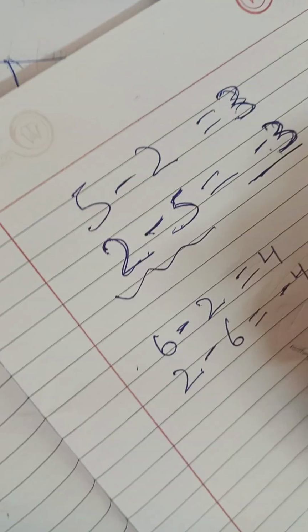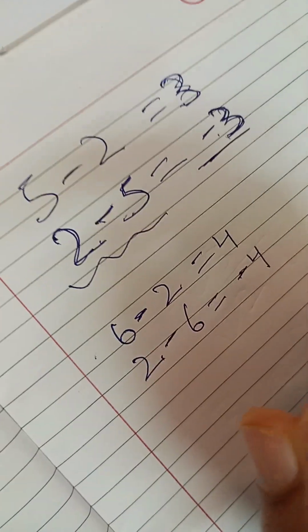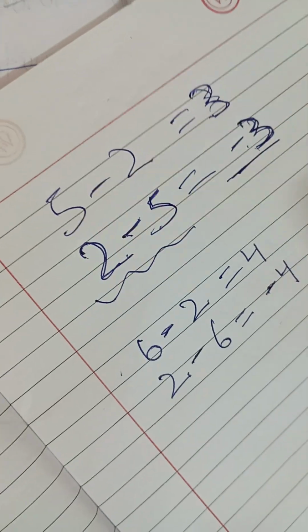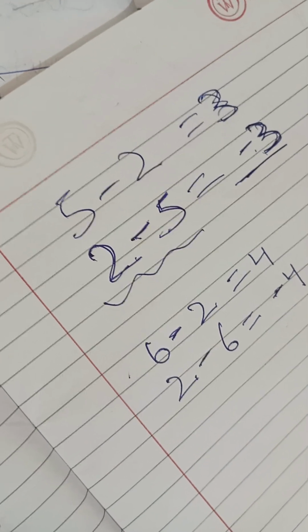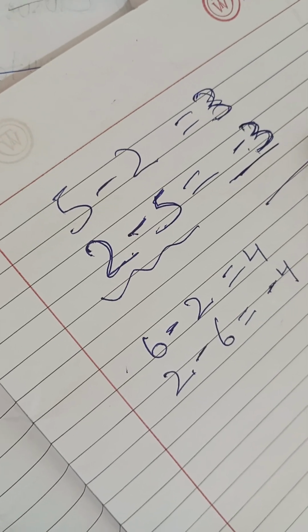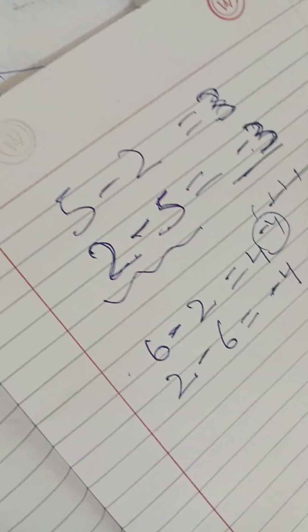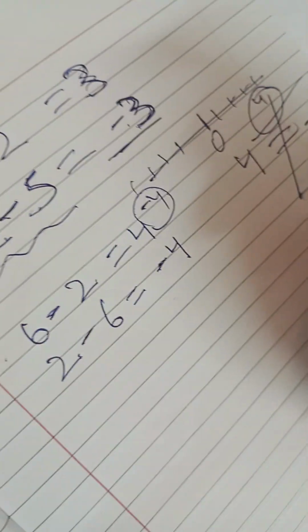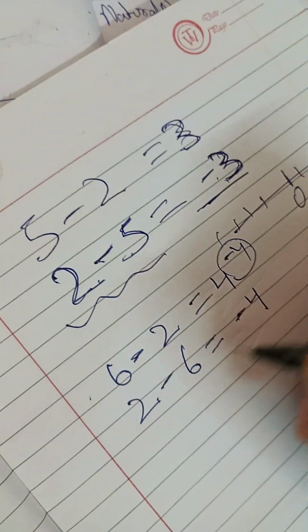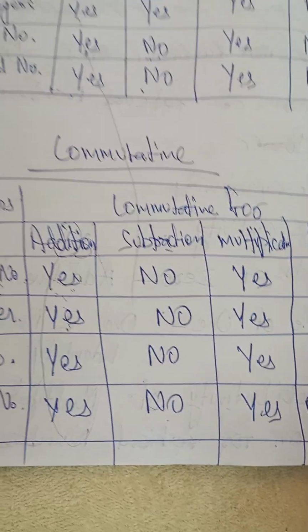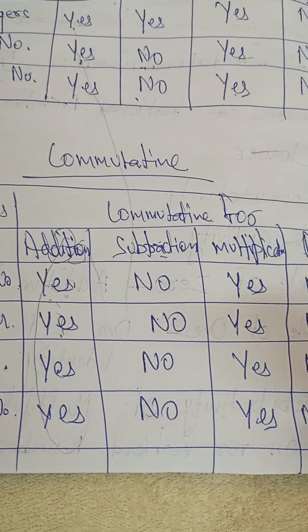Actually the sign changes. Whenever we reverse the order, the sign will change and the result is not the same. 4 is not equal to minus 4, because 4 is somewhere here, 1 2 3 4, and minus 4 is somewhere here. These two numbers have a great difference. So subtraction can't be commutative. You can't change the order when you are subtracting any kind of two numbers. Commutative means changing the order, reversing the order.